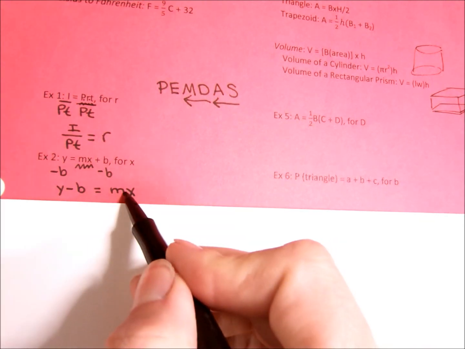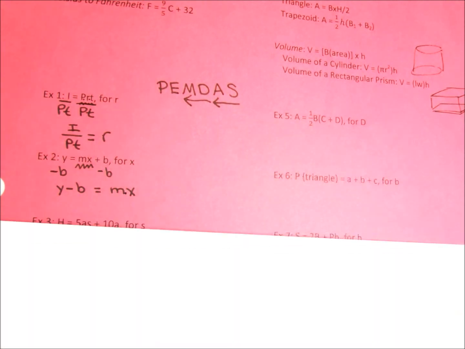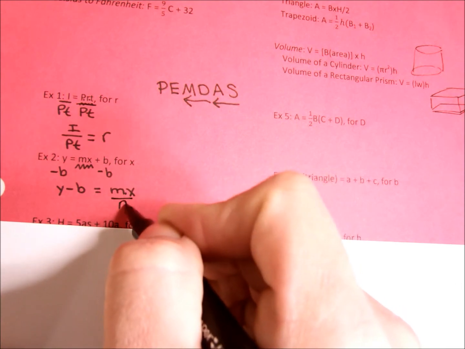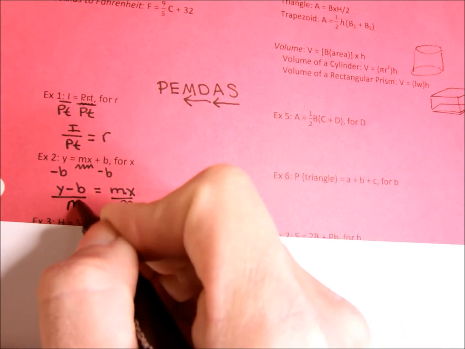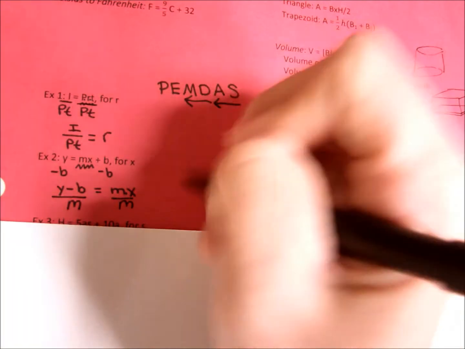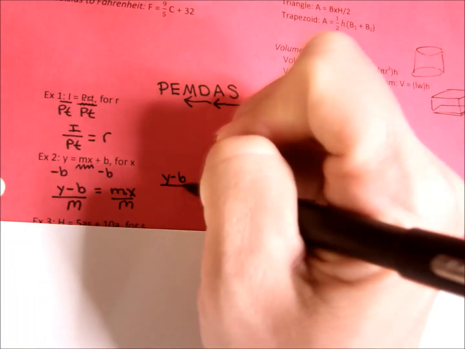When I say mx, that means m what x? Times. So how do we get rid of the m? Divided by. So I'm going to divide all of this side and all of the other side as well. So the final answer is y minus b all over m.